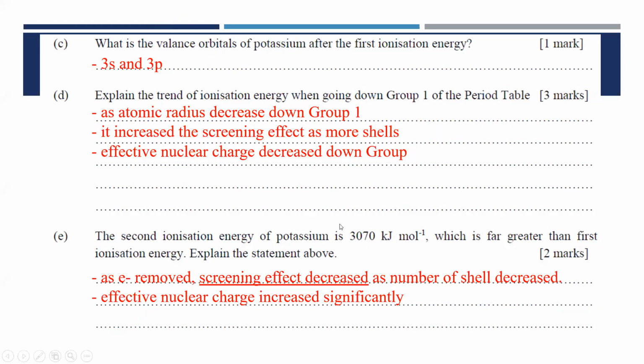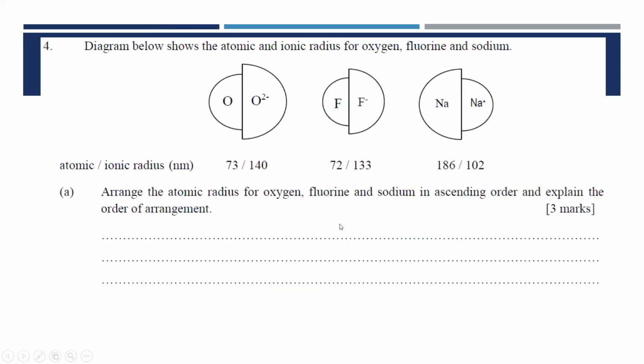Then immediately we go to question number 4. The diagram below shows the atomic and ionic radius for oxygen, fluorine, and sodium. As you can see here, the oxide ion is bigger than oxygen.